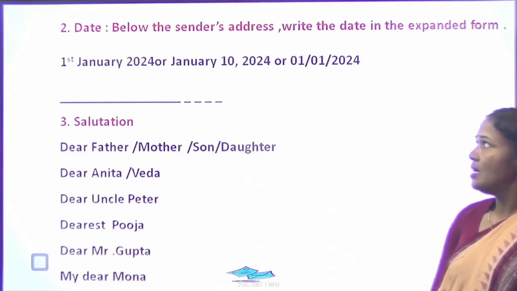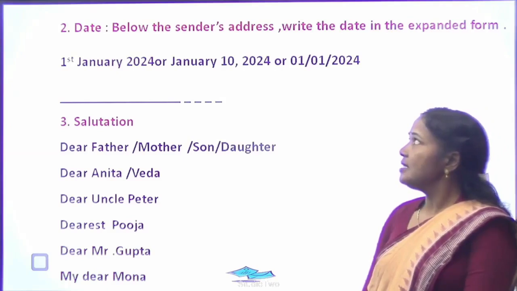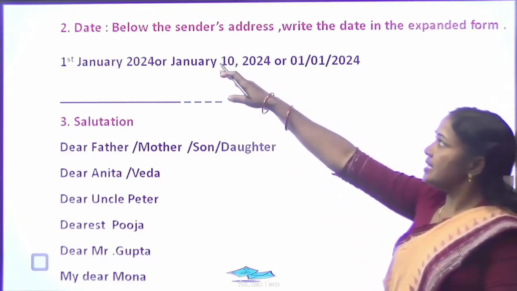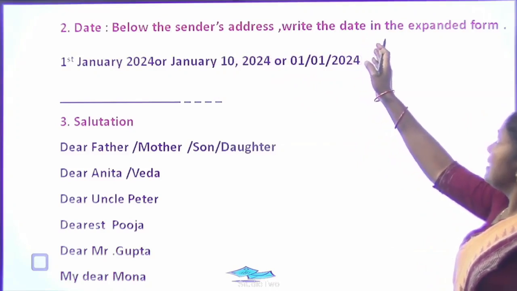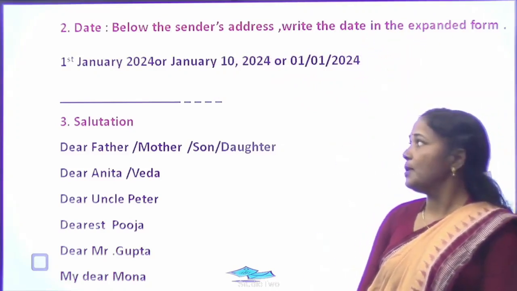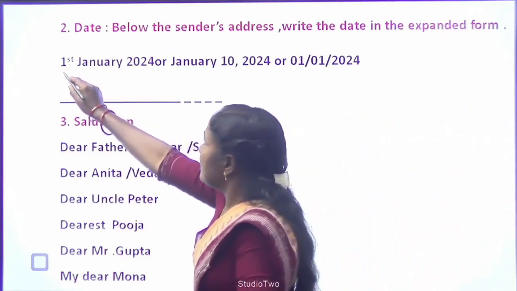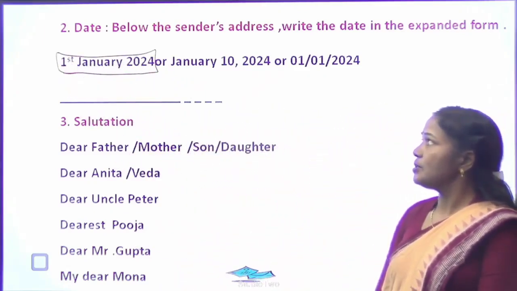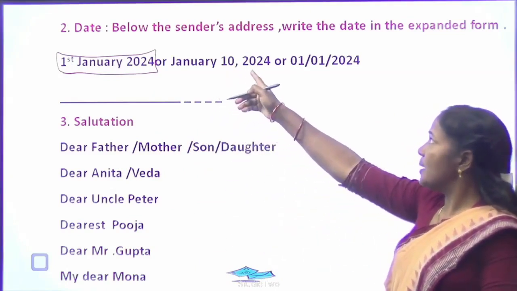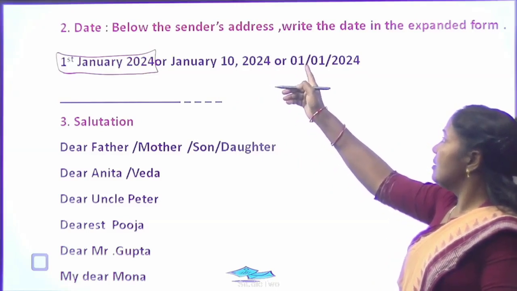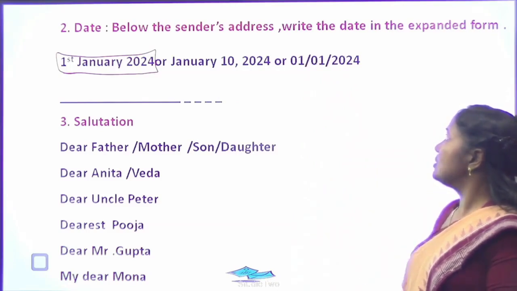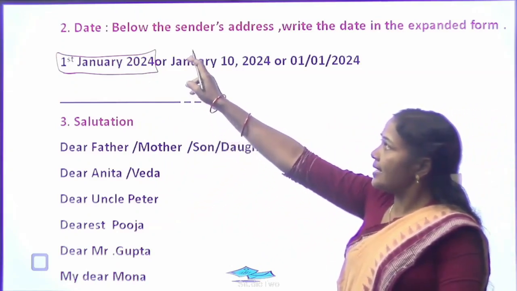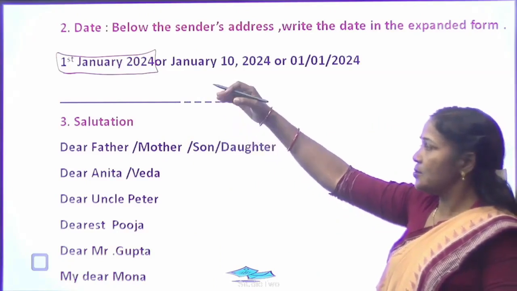The next part of the letter is date. As I told you earlier, after writing the address, you have to keep one line space. Then comes date. Below the sender's address, write the date in the expanded form. You will write in expanded form like 1st January 2024, or January 1, 2024, not 01/01/2024. This is called expanded form. After writing the date, you will give one line space.